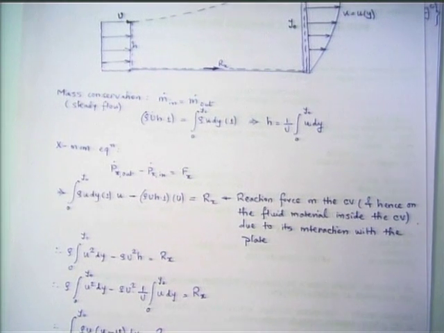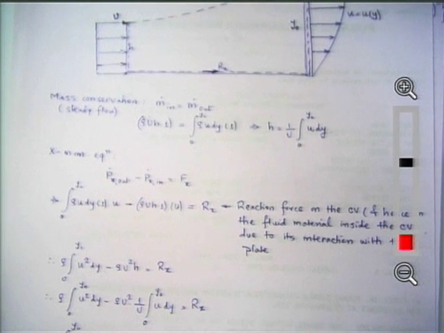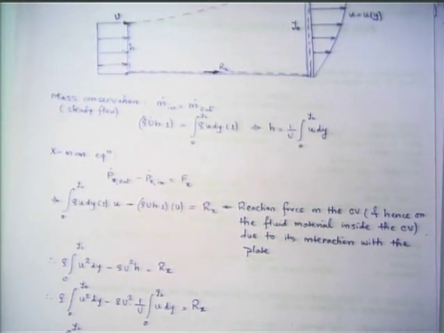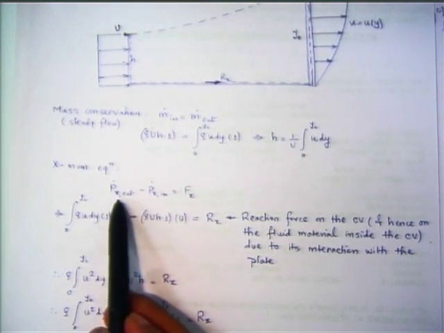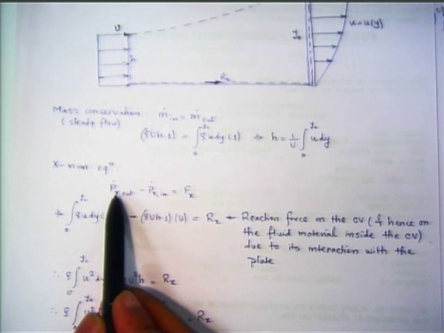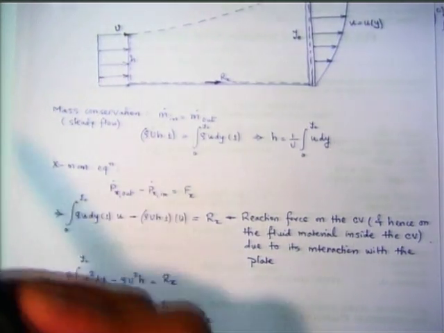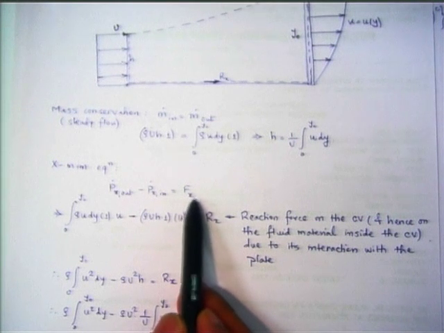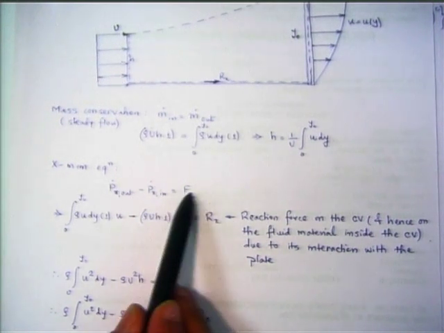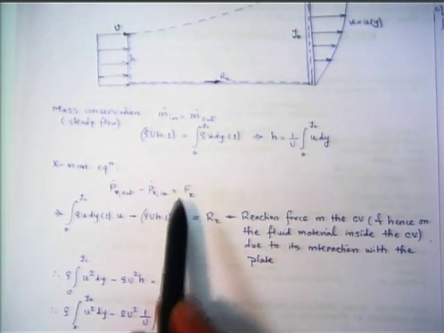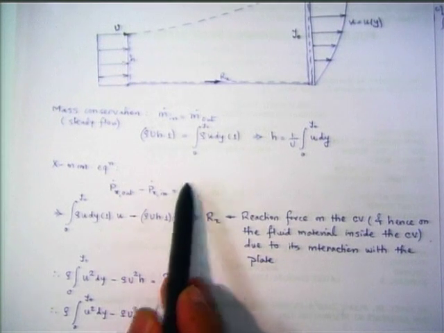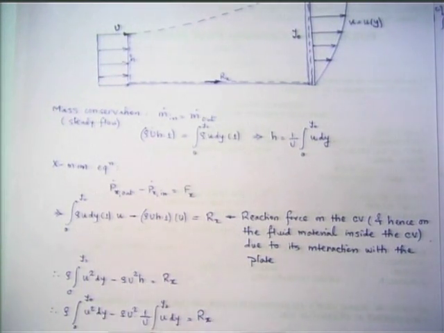Coming to the x momentum equation, again it's a steady flow situation, so we don't have to bother about the accumulation part. The x momentum equation simply again reads out the same thing as it did in the previous example, which is the x momentum out minus x momentum in on a rate basis has to be equal to the net x force acting on the control volume. So again, I'm not writing that here. In the previous example, we noted that whatever this F suffix x is, it is the net force acting in the x direction on the control volume. So that you have to keep in mind. Fine.